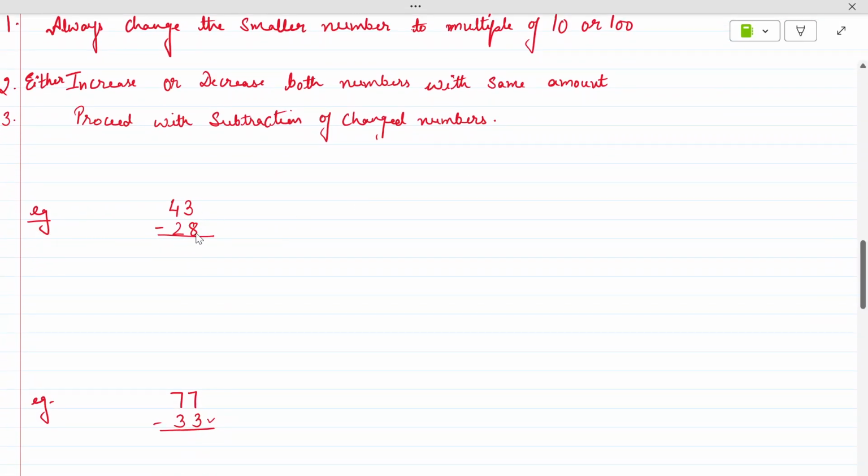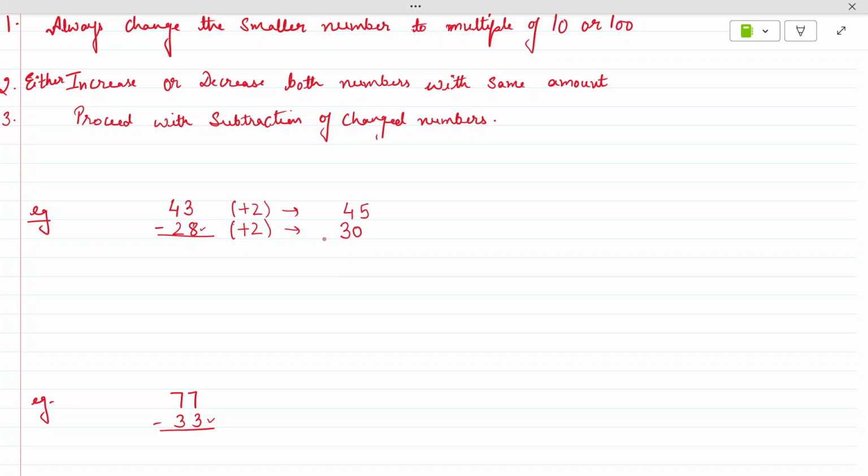Here I have taken 43 minus 28. So let us apply the steps to it. The first step is, always pick the smaller number, which is 28. And now what we have to do is, we have to make this a multiple of 10 or 100. How? Adding 2 to it. If I add 2 to 28, it will become a multiple of 10, which is 30, right? Second step is, if I'm adding to one number, I have to add the same amount to the other number also. So if it is plus 2 here, it will be plus 2 here also. So this is 43 plus 2, which is 45.